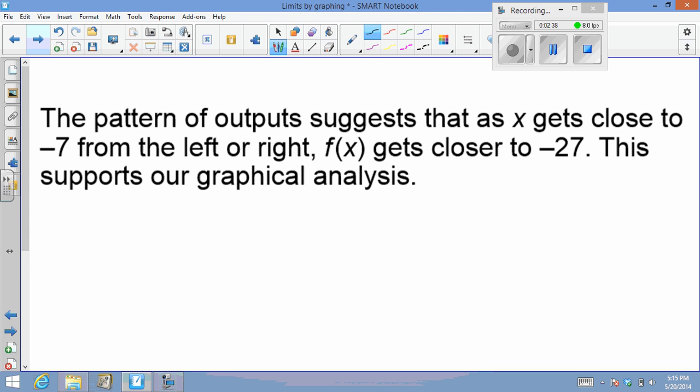If we look at the answer, the pattern shows that as we get closer and closer to -7 from both the left and the right, which means numbers bigger than -7 and numbers less than -7, f of x, which is our y value, gets closer and closer to -27.